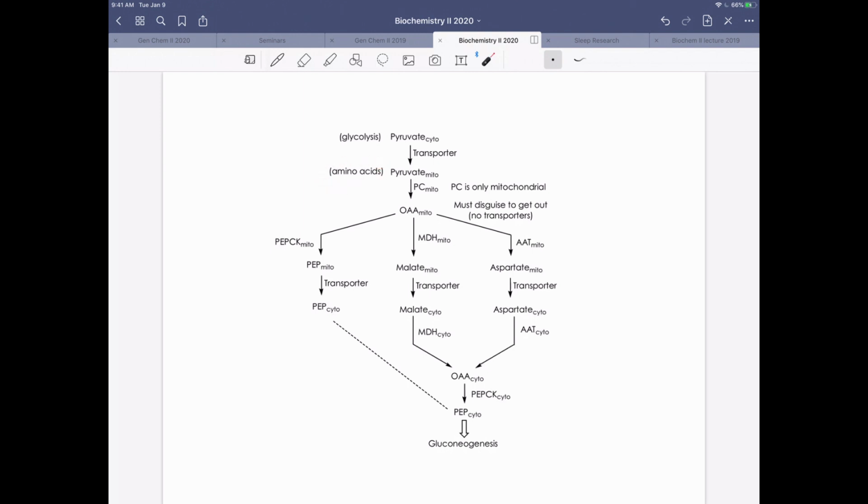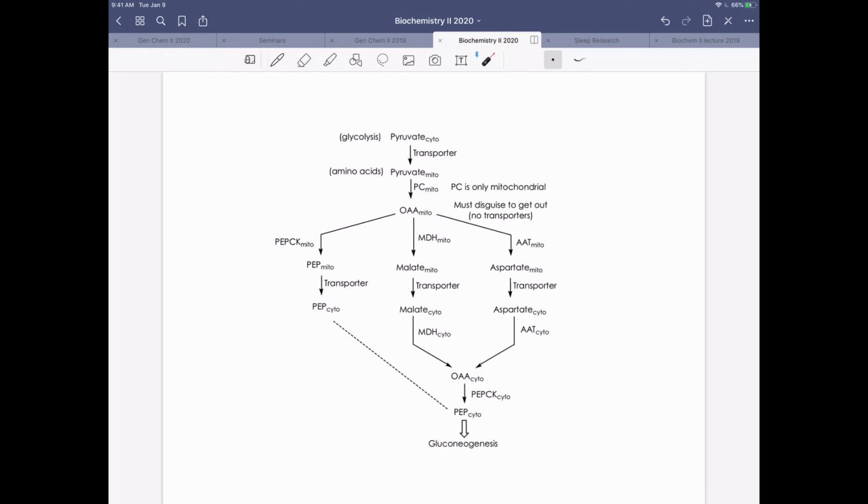Or maybe you have some glucogenic amino acids that were broken down and made into pyruvate within the mitochondria. So maybe you already have pyruvate in the mitochondrion. Regardless, this is the key step here. Pyruvate carboxylase only lives in the mitochondria. So to convert pyruvate into oxaloacetate, you have to be in the mitochondria.